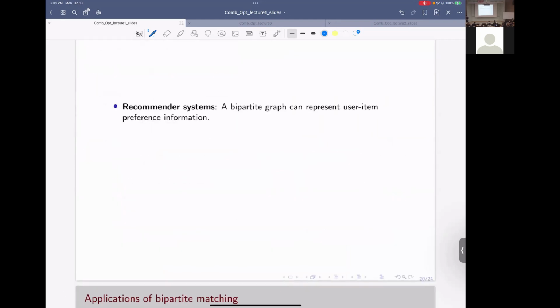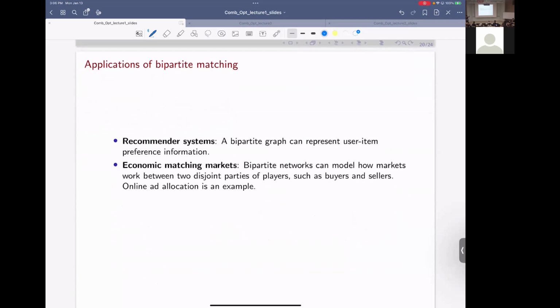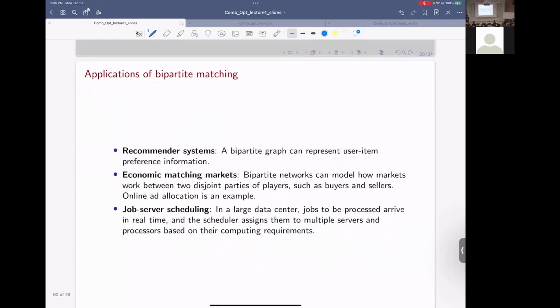There are many other applications, like recommender systems. Netflix has to recommend a set of movies to individual customers. You have a list of customers, and the other set consists of movies, and each customer has different preferences, and based on that, you want to match the best things. Also matching markets: you have sellers and buyers, and you need to assign one seller to a buyer, and so forth. And also job server scheduling. Let's say you have multi-processor systems and multiple jobs arrive at the same time. If you allocate multiple jobs to one server, the server will blow up. So you want to avoid that. You have to allocate arriving jobs to multiple servers cleverly, and that's also based on bipartite matching.